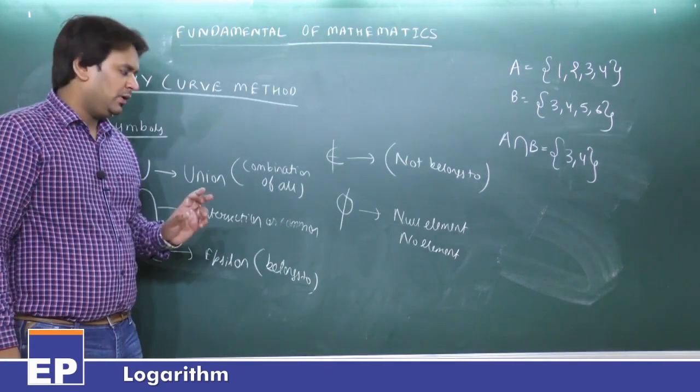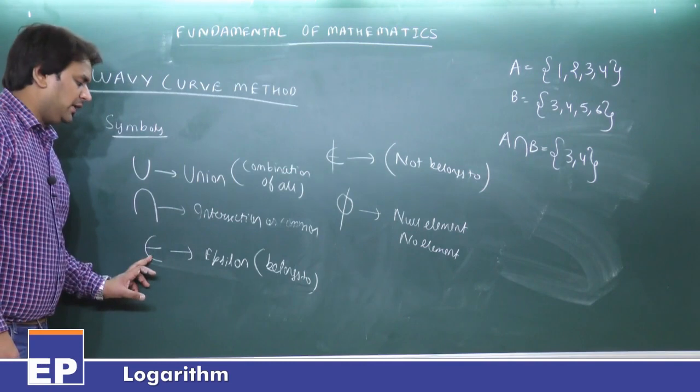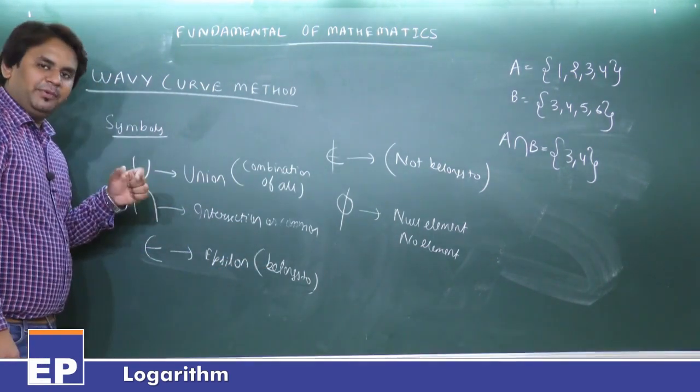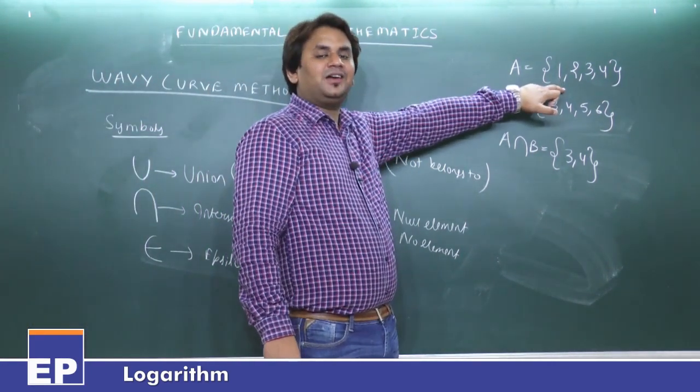My next symbol that I will explain is epsilon. What is epsilon? It is belongs to. I am saying that 2 belongs to A. Is this a correct statement?